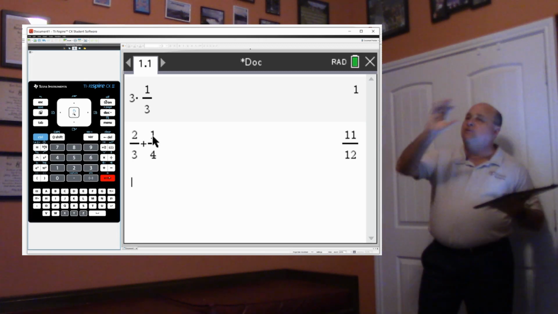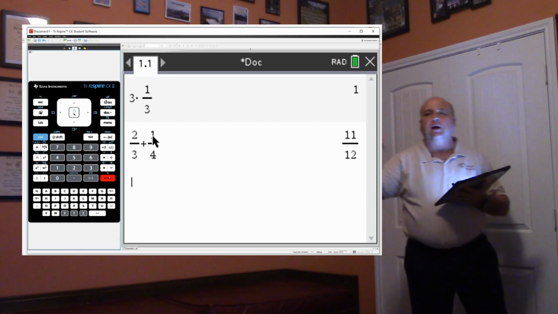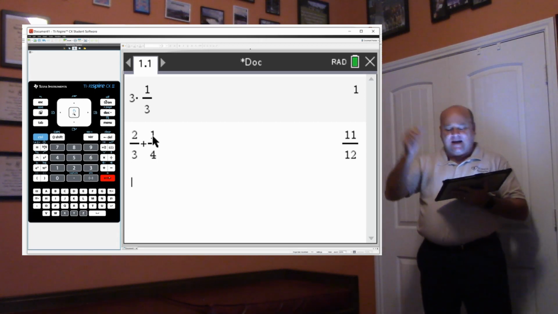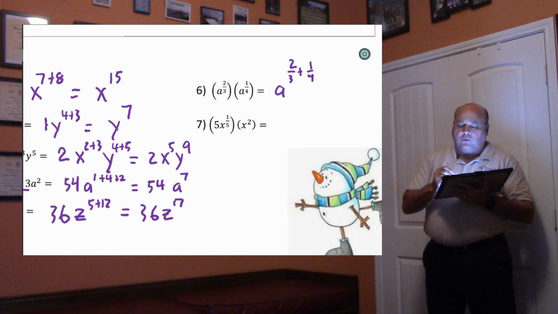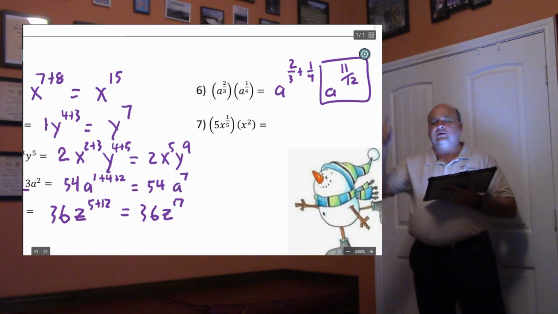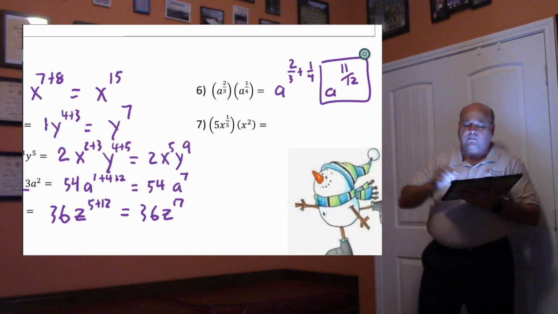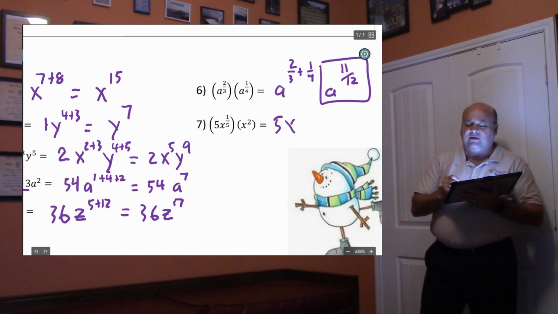So if the exponents are fractions, you don't change the rule, you still add them up. You've got a calculator to add the fractions up. Not that difficult, okay? So right here, I'm going to get A to the 11 over 12. That will be my answer. Let's keep going. Remember, sign, number, letter, exponent. So the only number I have here is 5. My letter is X.